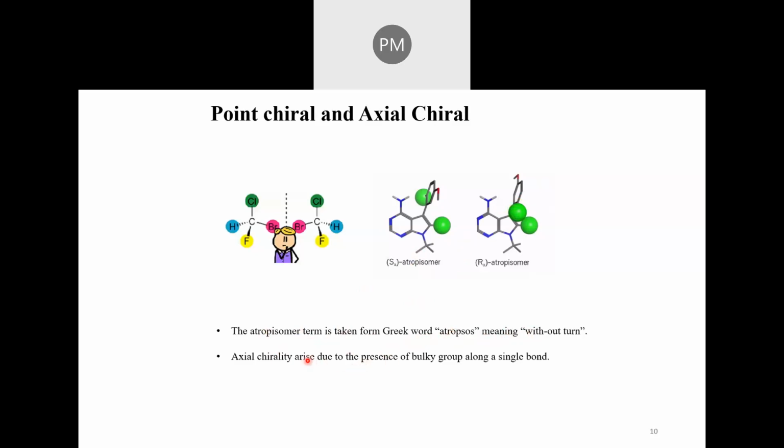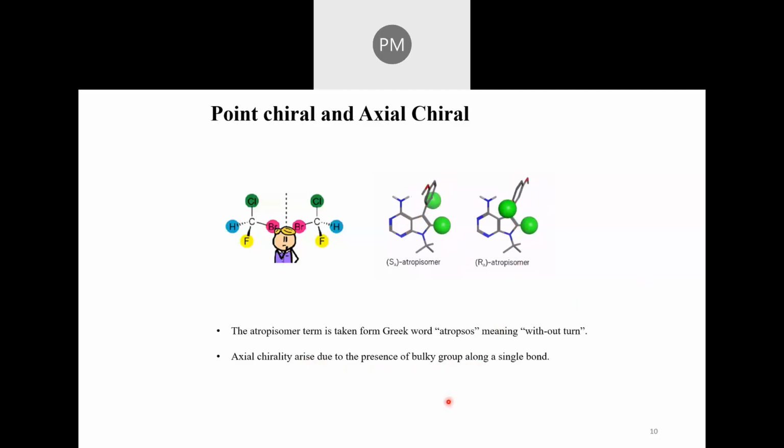And axial chirality arises due to the presence of bulky groups along a single bond. In that single bond, a bulkier group is placed, and due to this bulkier group, these are not in the same plane. So this will be our atropisomer.